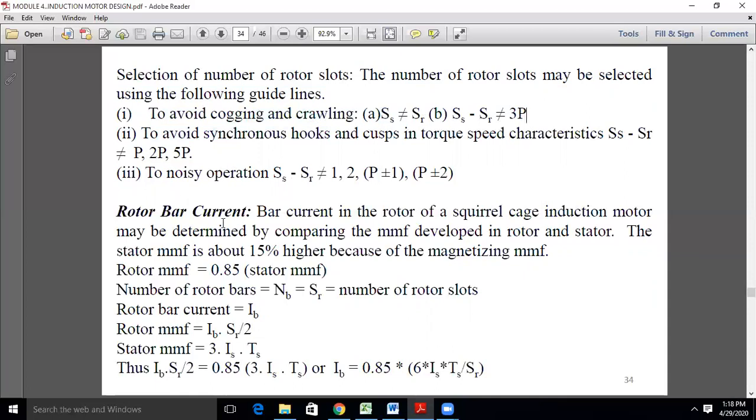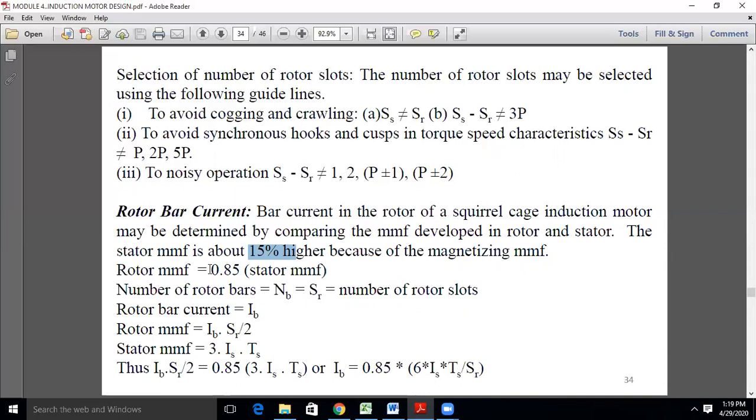Now, the rotor bar current. The bar current in the rotor of a squirrel cage induction motor may be determined by comparing the MMF developed in the rotor and stator. Depending on how much MMF is developed, the bar current will be determined. The stator MMF is about 15% higher because of the magnetizing MMF, since the MMF travels from stator to rotor and there will be a magnetizing current in the stator MMF.